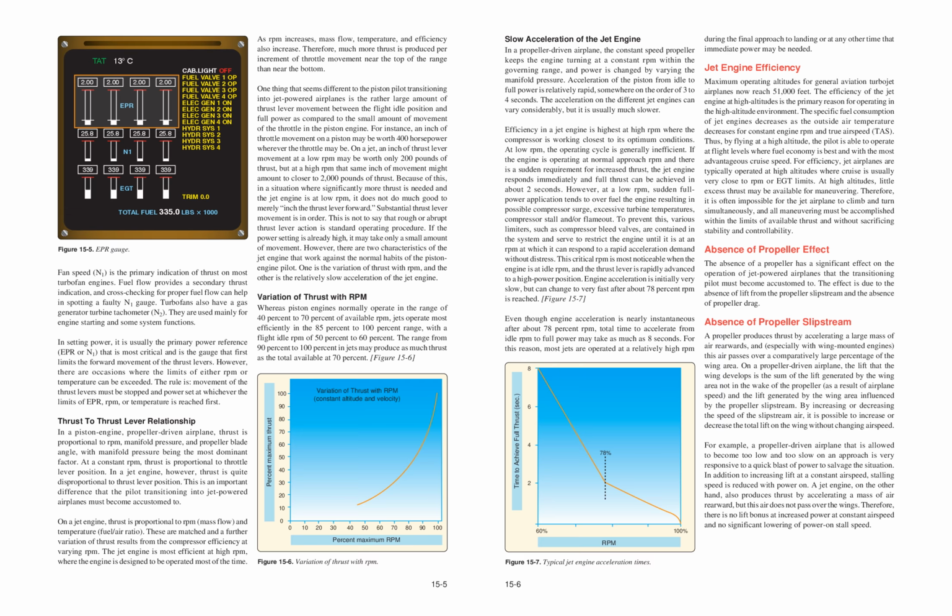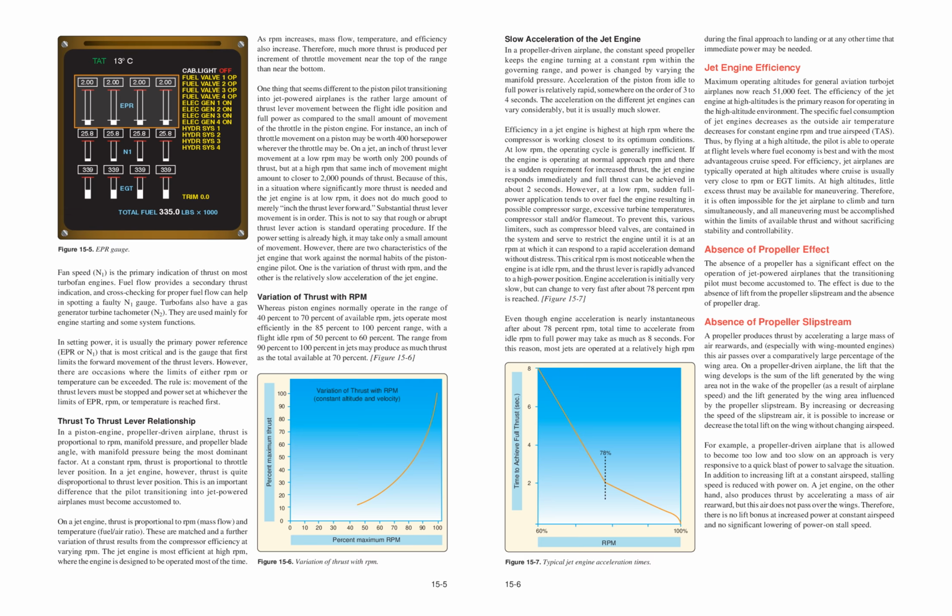Efficiency in a jet engine is highest at high RPM, where the compressor is working closest to its optimum conditions. At low RPM, the operating cycle is generally inefficient. If the engine is operating at normal approach RPM and there is a sudden requirement for increased thrust, the jet engine responds immediately and full thrust can be achieved in about 2 seconds. However, at a low RPM, sudden full power application tends to overfuel the engine, resulting in possible compressor surge, excessive turbine temperatures, compressor stall and/or flameout.